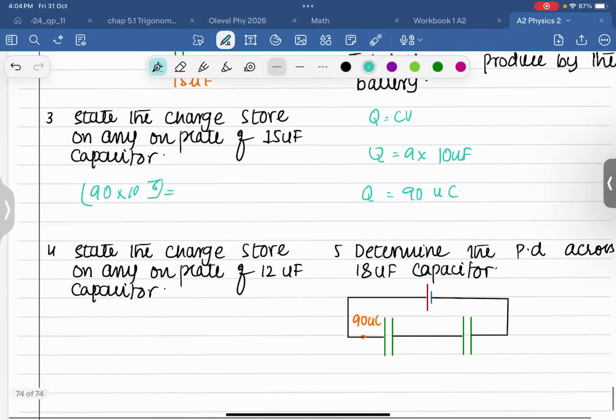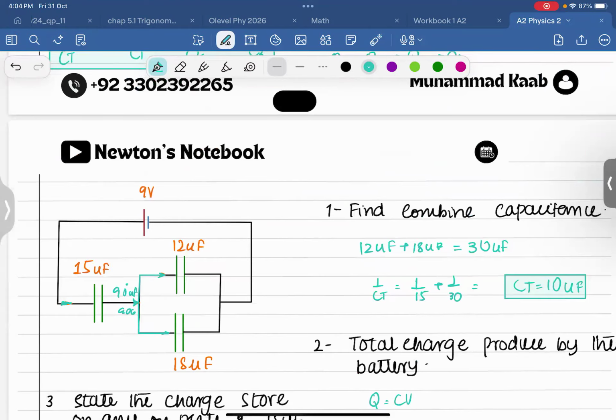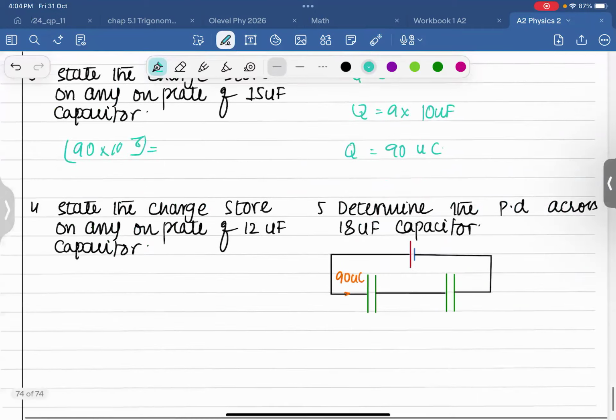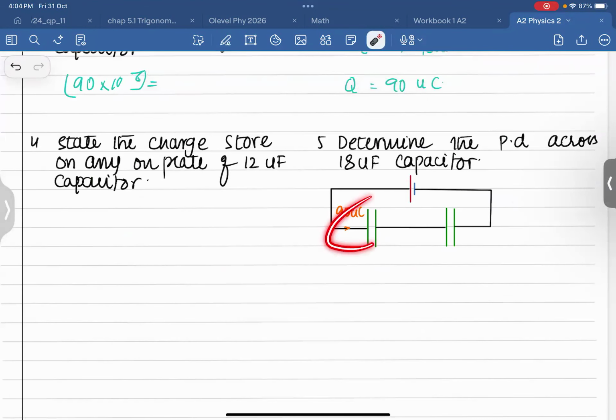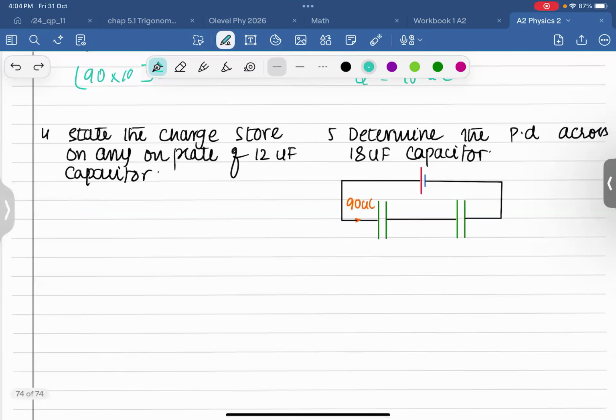Now if we want to find the charge stored on the 12 microfarad capacitor, what should we do? We basically consider this circuit, the circuit on the right, and we allow the current to flow in it. We know that the first capacitor has a capacitance value of 15 microfarad.